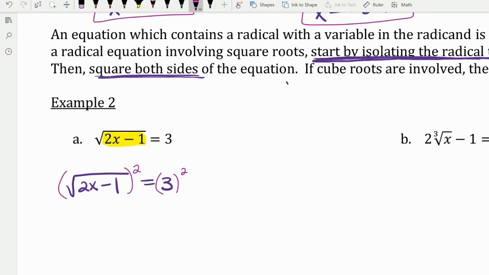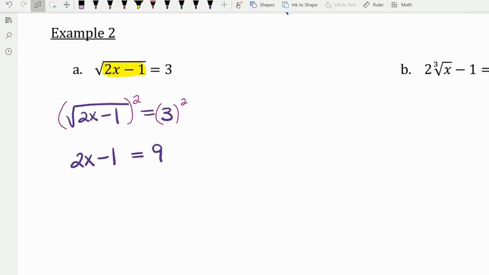And then the square root of 2x minus 1 squared. You don't have to write that out in FOIL or anything, because remember, the whole point here is we're squaring it to get rid of the radical. So then all that's left on the left side is 2x minus 1. And then on the right, 3 squared is 9. Then I'm going to add 1 to both sides, so 2x equals 10. Divide by 2 on both sides, so x equals 5.